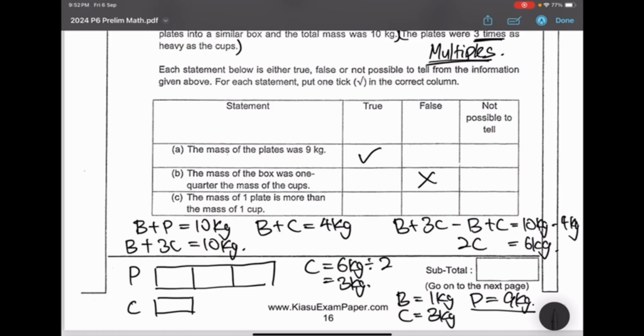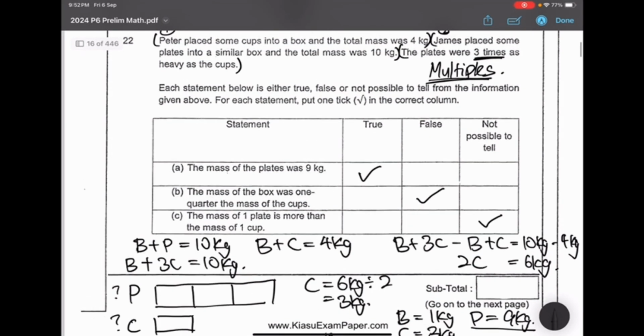Now, let's look at C. The mass of 1 plate is more than the mass of 1 cup. Do we know how many plates this is and how many cups this is? No, we do not know. Therefore, it is impossible to tell whether the mass of 1 plate is more than the mass of 1 cup. And that is your answer for question number 22.